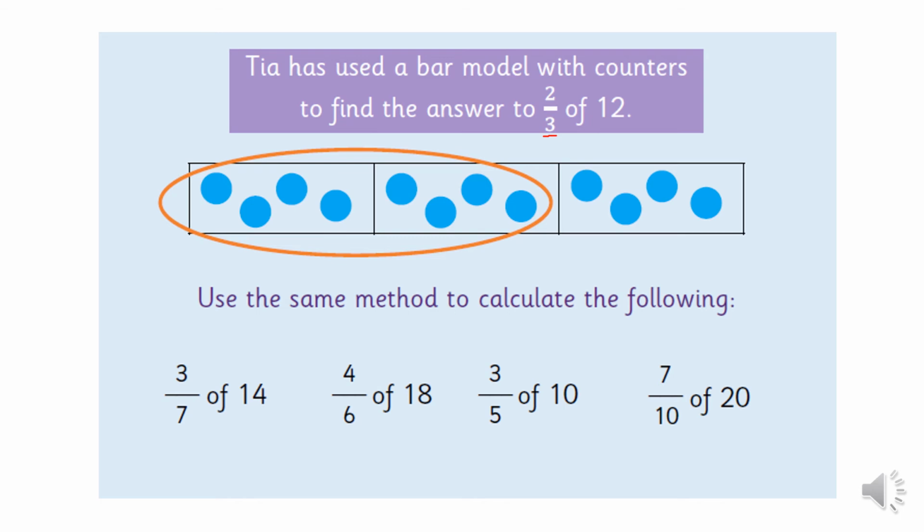Let me just help you with the first one. If you're going to find 3/7 of a number, the rectangle has to have 7 equal groups. Once you've shared 14 out equally, you then need to add up how many is in 3 of those groups. Take a pause and have a go at these questions.